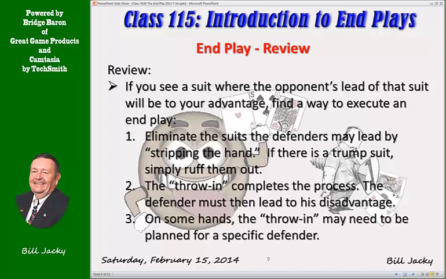On some hands, the throw-in may need to be planned for a specific defender. In Class 114, for example, if the throw-in were to West, no end play existed because he could lead through your tenaces. In the last hand, the end play had to be to East because East had the missing honors.